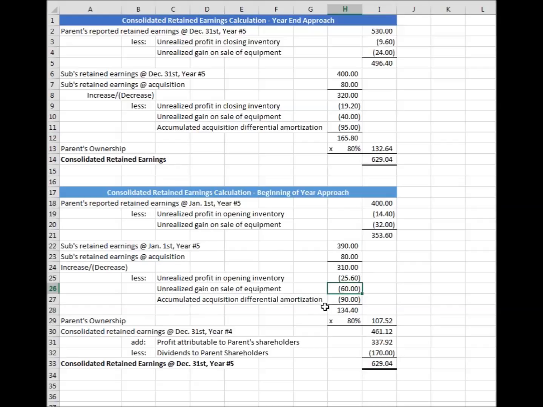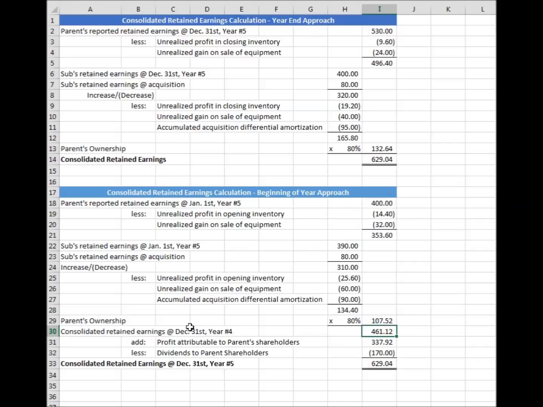And then we're subtracting the accumulated acquisition differential amortization, as we did over here, just once again, making sure that we're doing it for a year prior. And then we should get an adjusted amount for the sub's retained earnings of 134.4, multiplying that by the parent's portion, which is 107.52.